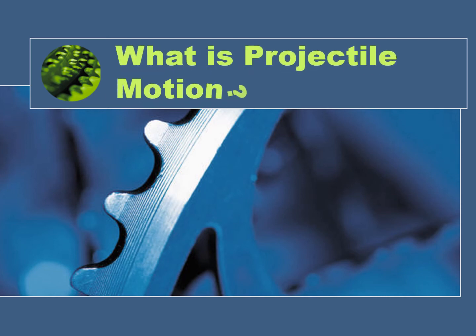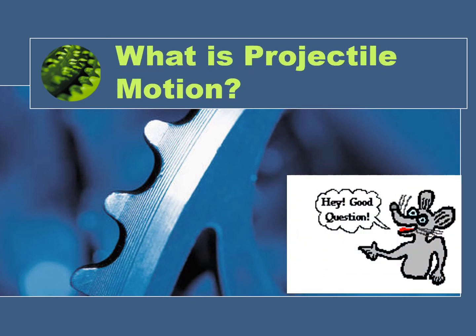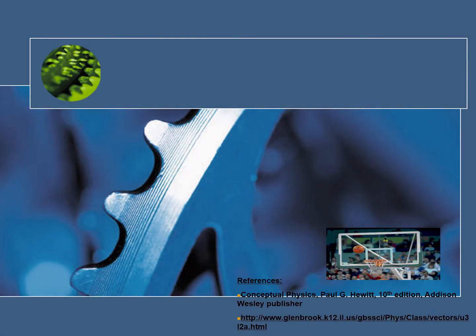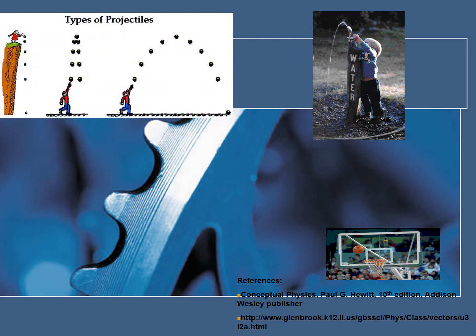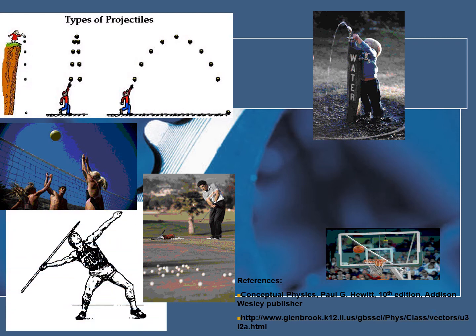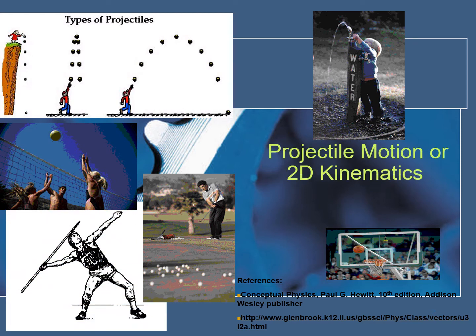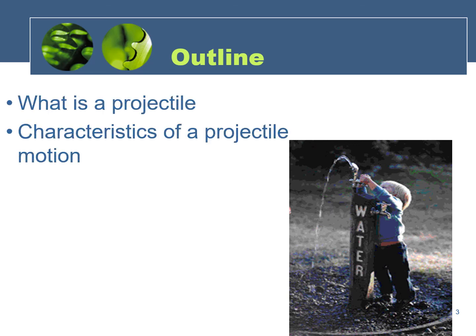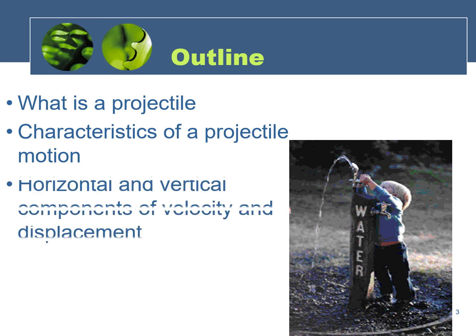This video presents what is projectile motion. The following are examples of projectile motion or two-dimensional kinematics. This video includes the discussion of what is a projectile, characteristics of a projectile motion, horizontal and vertical components of velocity and displacement.